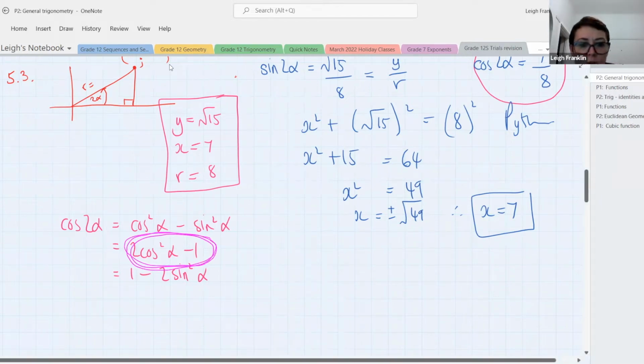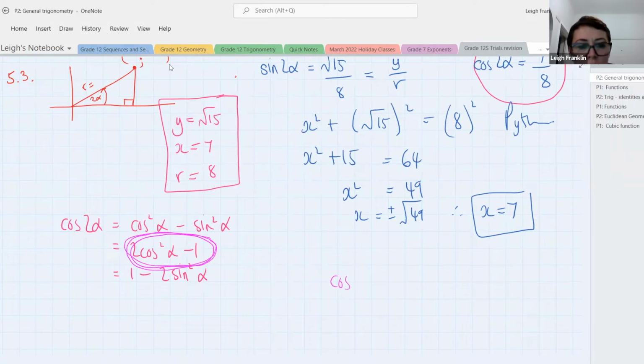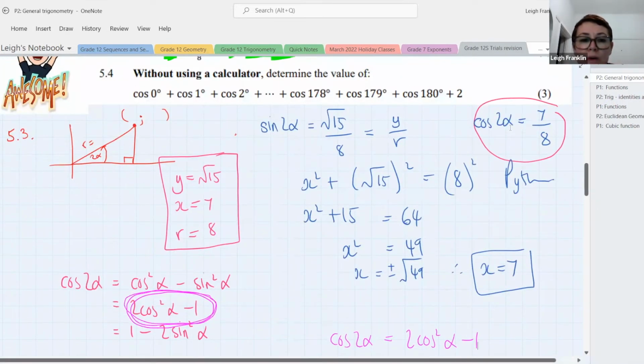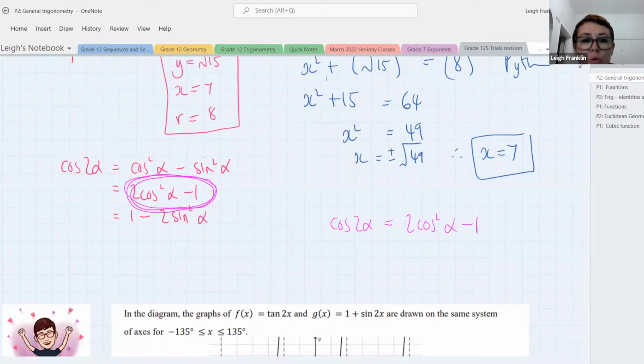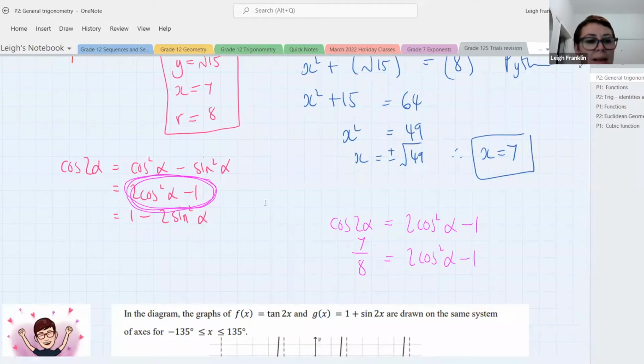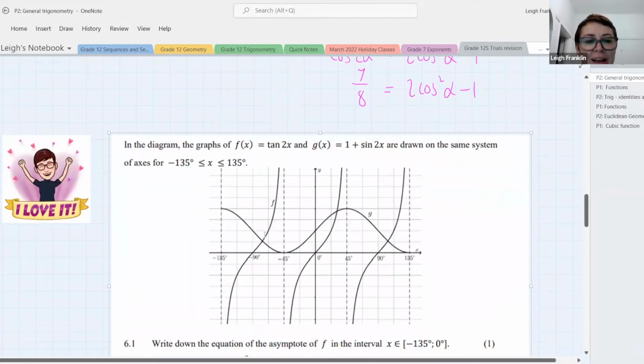Quite right. So everybody, cos 2 alpha is 2 cos squared alpha minus 1. From up here, you know what cos 2 alpha is. It's 7/8. So what we're going to do here is so clever. We're going to sub in our 7/8 equals 2 cos squared alpha minus 1. And now, isn't it amazing, Cornelia? I knew you'd get it.